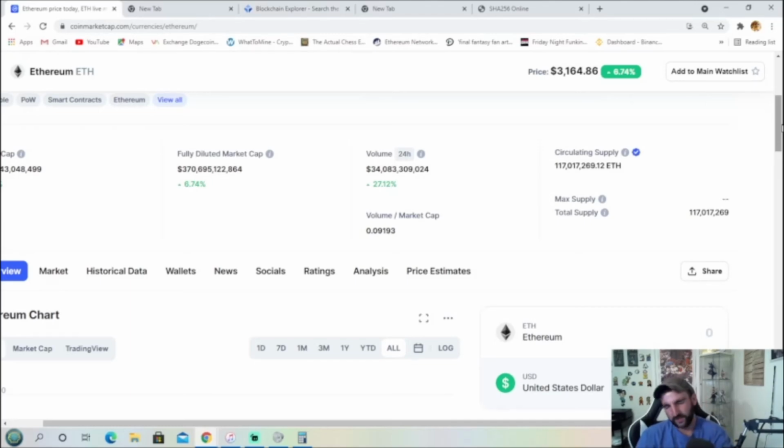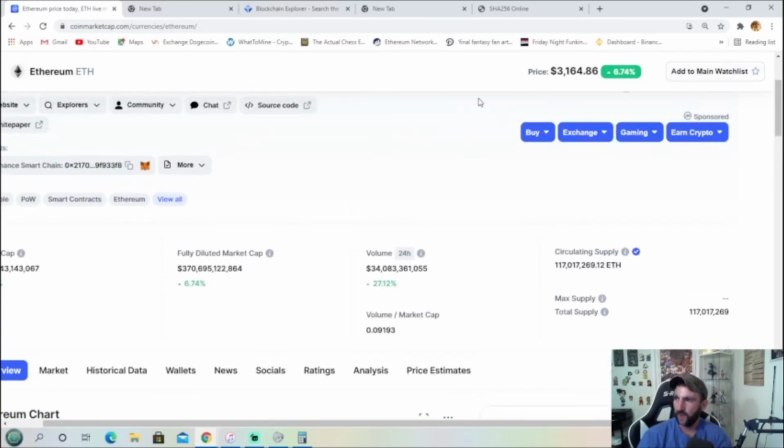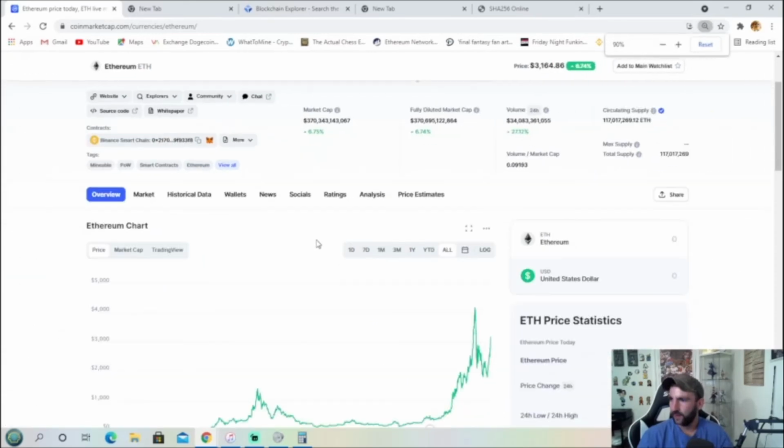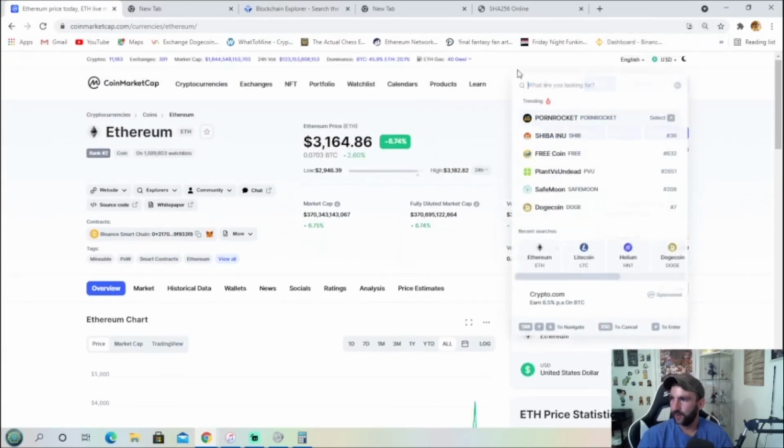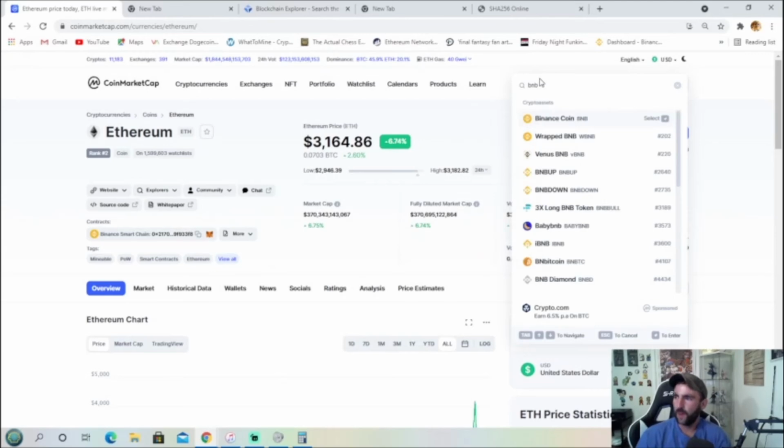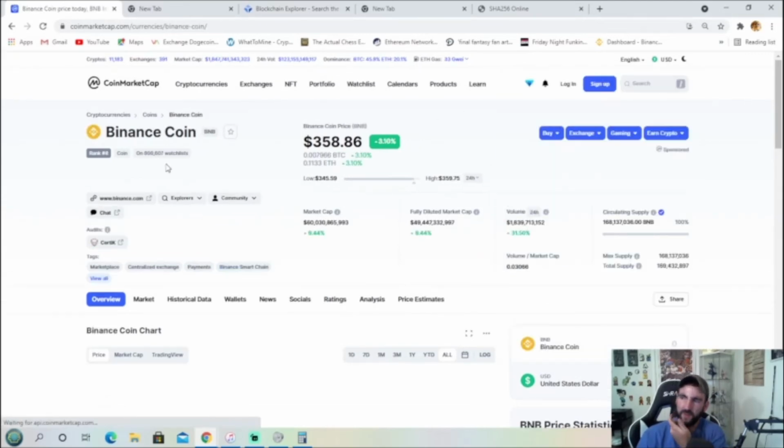So what I found is on the Binance Smart Chain, you go to BNB. Let me zoom out here. Where's the search bar? Okay, go to BNB. So the BNB token is worth 358 bucks. The max supply, I don't know why this is messed up.